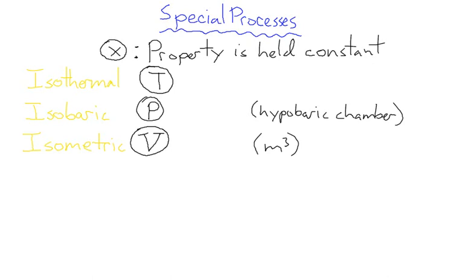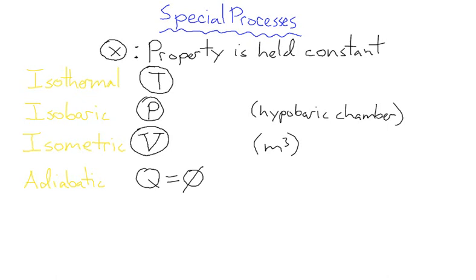And the last special process we'll talk about is adiabatic. Adiabatic is not holding a property constant, but what it is doing is isolating the process to say that this process will not involve heat transfer. So heat transfer for that process will be 0.